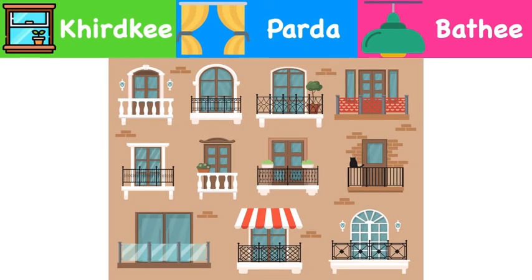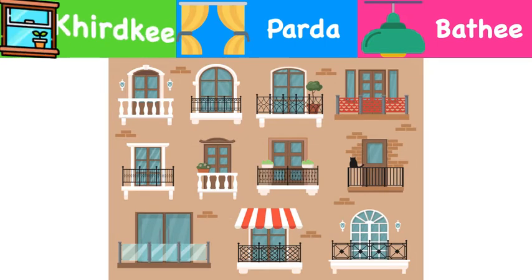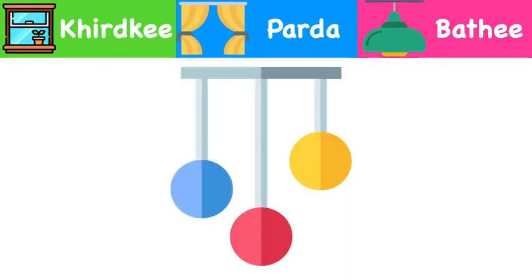Now let's do some practice problems. Look at all these windows. What's window in Hindi? Khidki, parda, or batti? Khidki. What's light in Hindi? Khidki, parda, or batti? Light is batti.